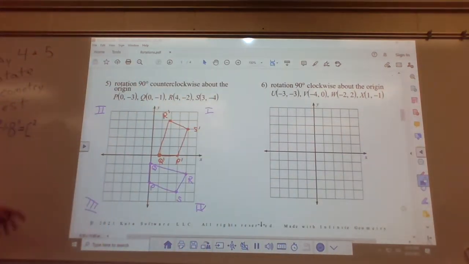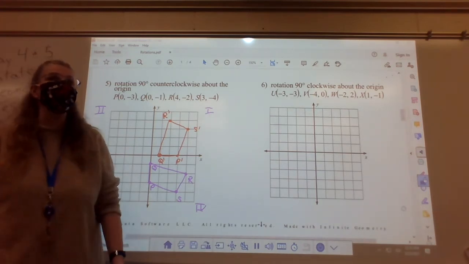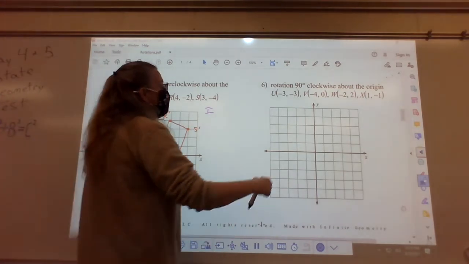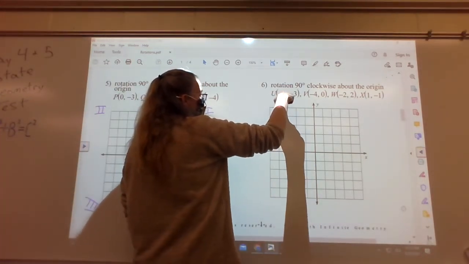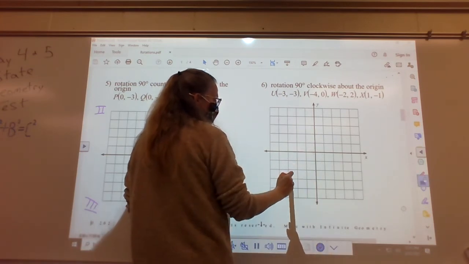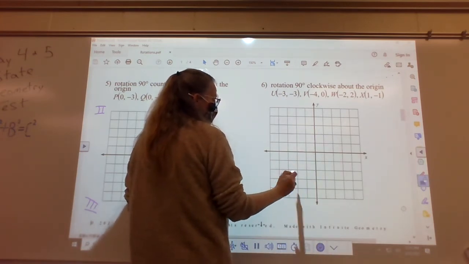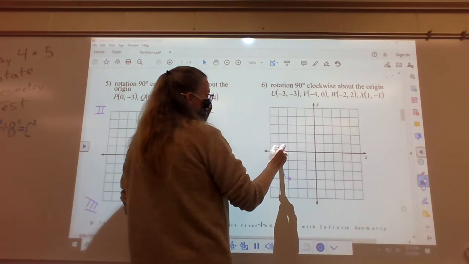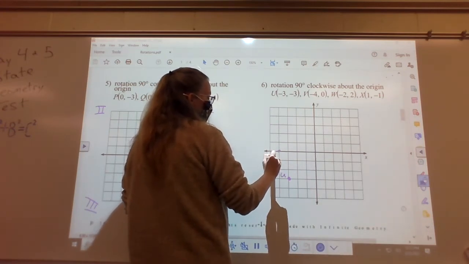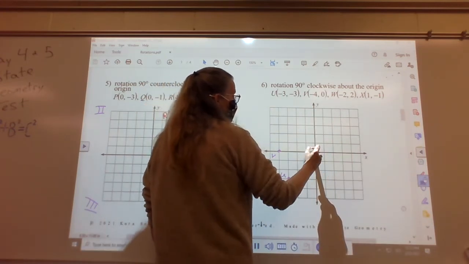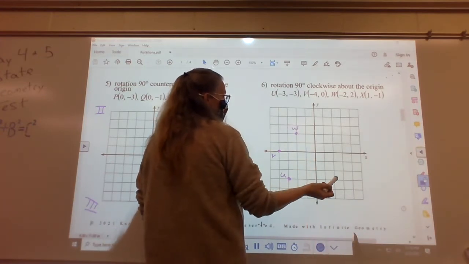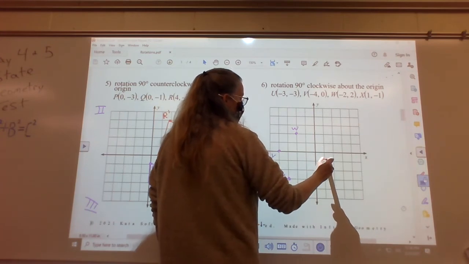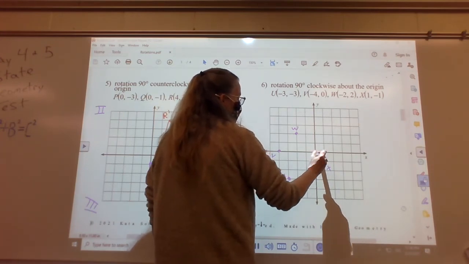Now 6, again, graph all your originals. There's a lot of duplicate numbers, which makes it a little bit easier some ways. But once we get this graph, you'll see that it's a bit trickier. U is -3, -3. So here's my U. V was -4 on the line. W, -2, +2. So there's W. And then X was 1, -1. There's X.